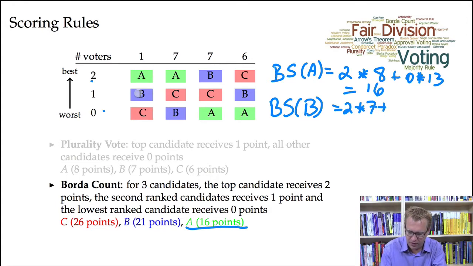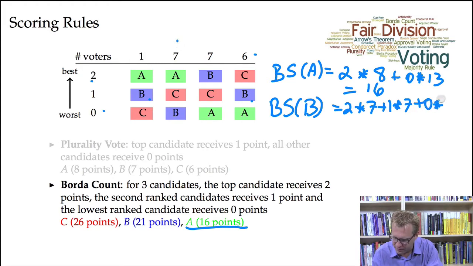Plus, altogether, this voter plus these 6 voters rank B second. So that's 7 voters who give B 1 point. Finally, 7 voters, this middle column here, give B 0 points. So that's 0 times 7. So that's 14 plus 7, which is 21 points altogether.